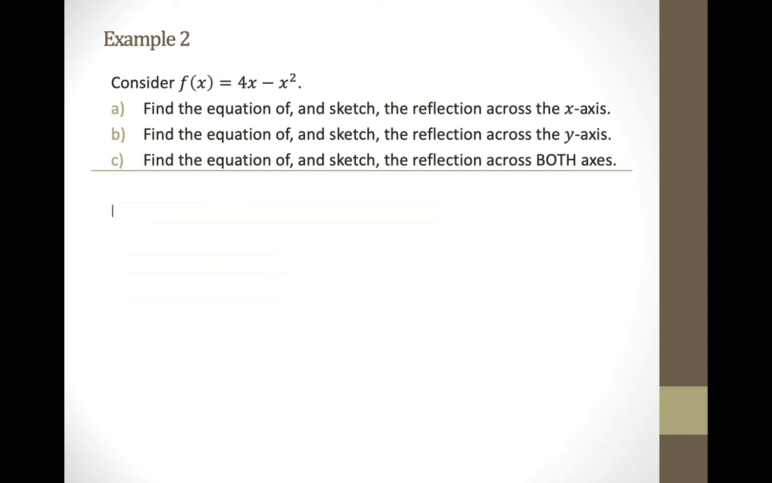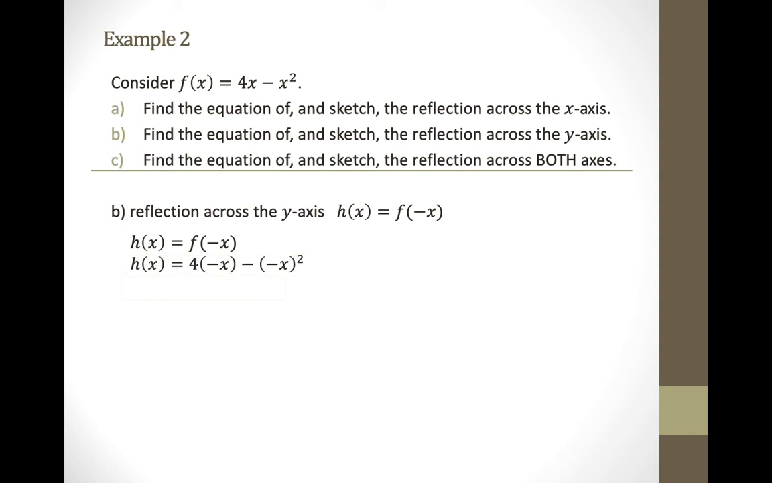For B, find the equation of and sketch the reflection across the y-axis. So how do you reflect something through the y-axis? Yes, you multiply the negative inside the function this time. So let's see how we do that algebraically. It means replace x with negative x, doesn't it? So that's what that's going to look like.